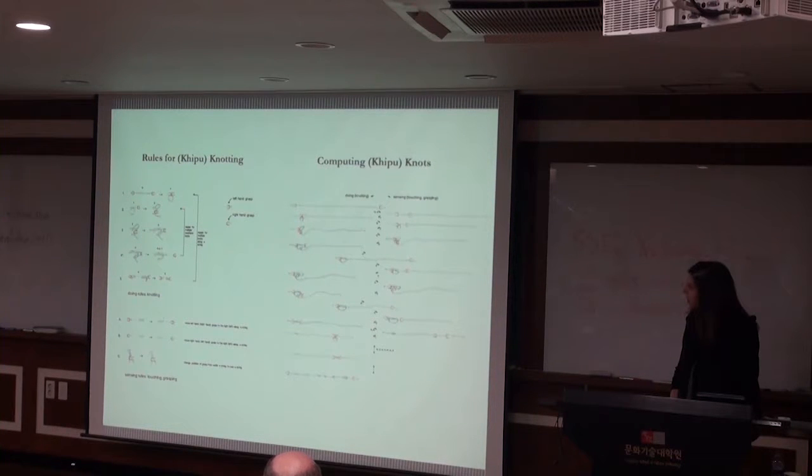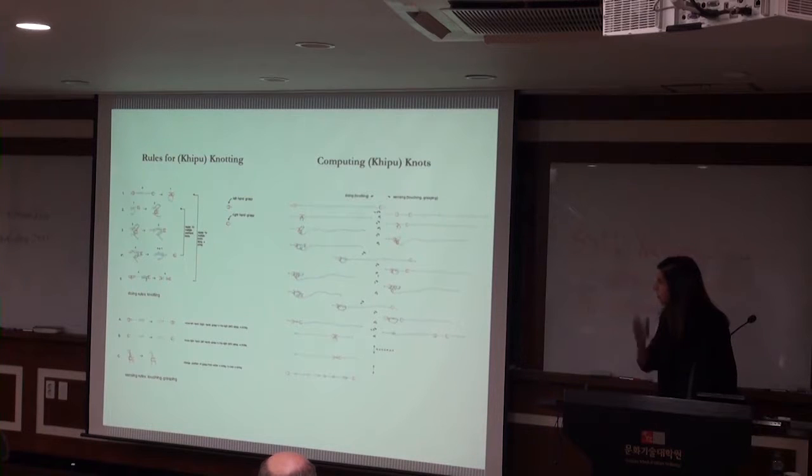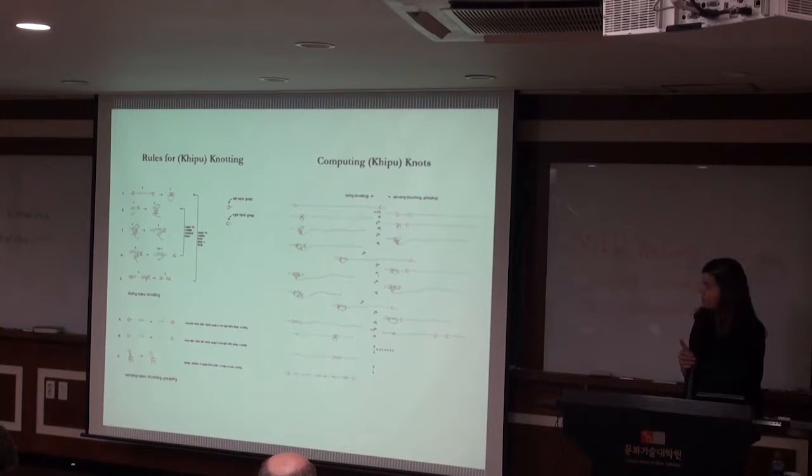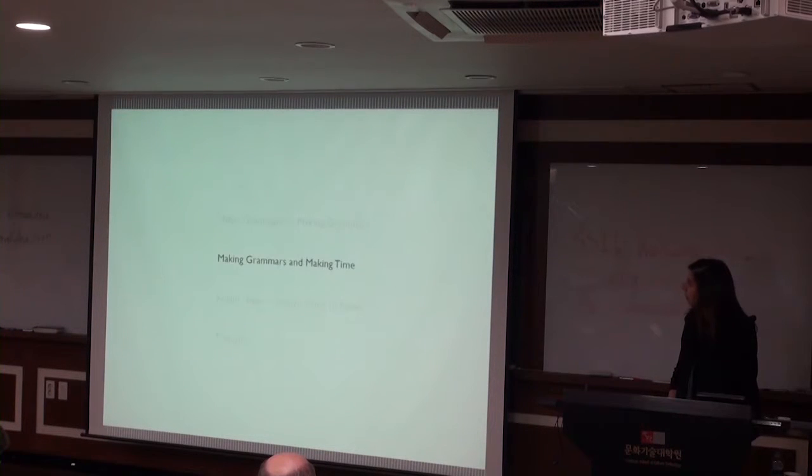The grammar is obviously very, very schematic, but it suggests that there are possibilities for rules to encode temporal qualities of physical knot making. The rules capture very natural stopping or stable points in a continuous knotting process, which brings me to the next part of my paper and my talk, making grammars and making time.